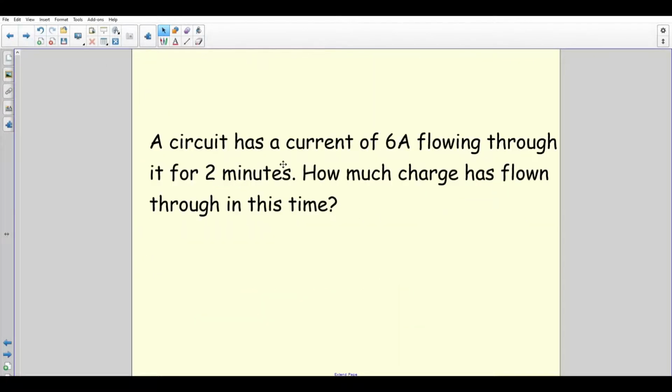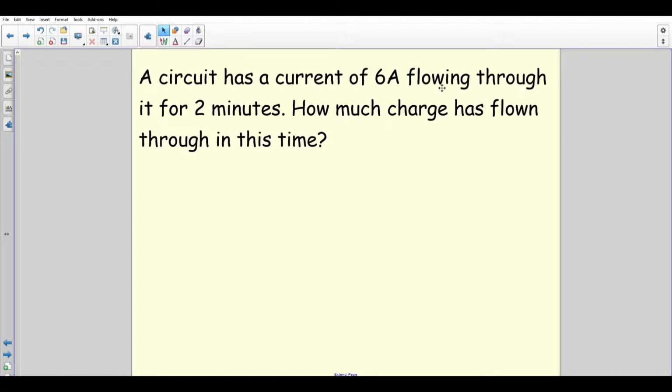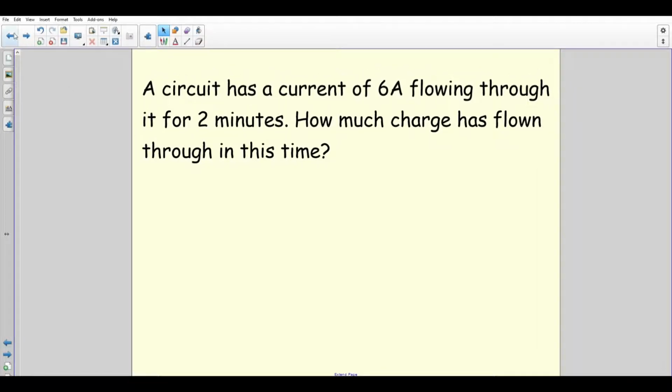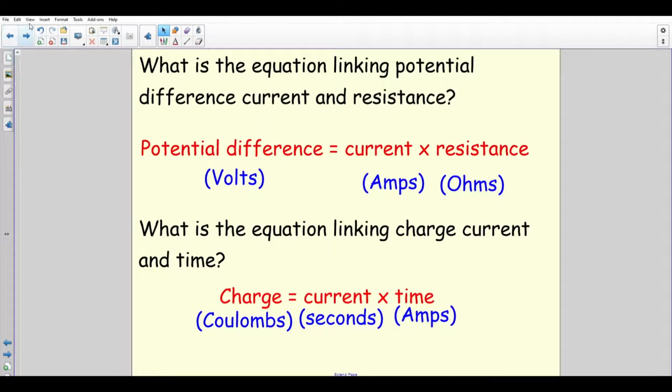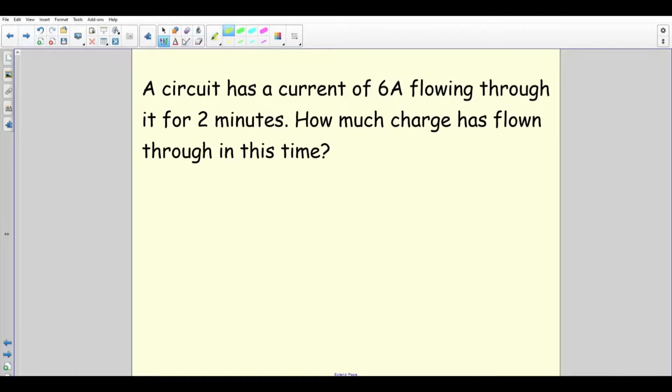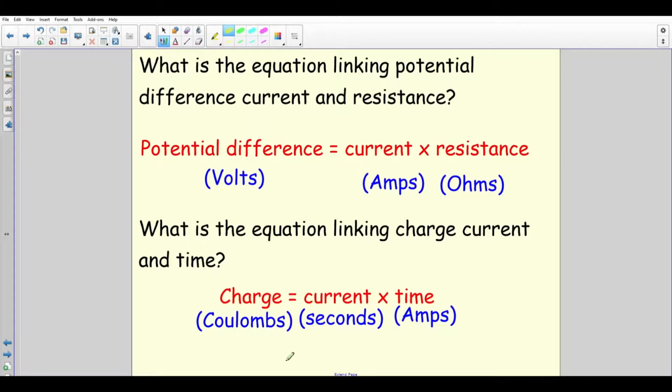So, working one of these out. We've got a circuit with a current of 6 amps flowing through it for 2 minutes. How much charge has flowed through in this time? So let's go back to our equations. It's given us the current, and it's given us 2 minutes, which is time, and it's asking how much charge. So we want charge, time, current. Which one's got charge, time, and current in? It's this one here. So we're going to use charge equals current times time. I'll copy that over.